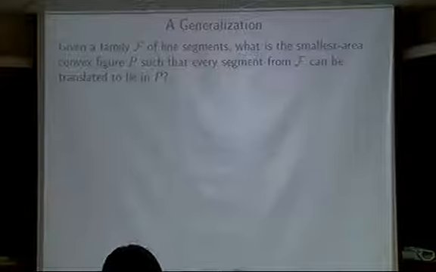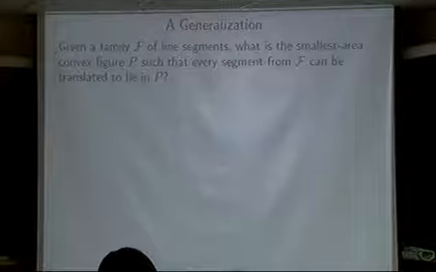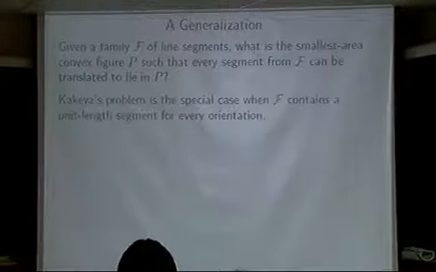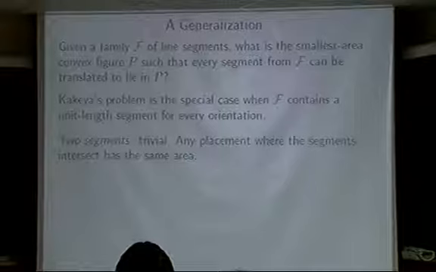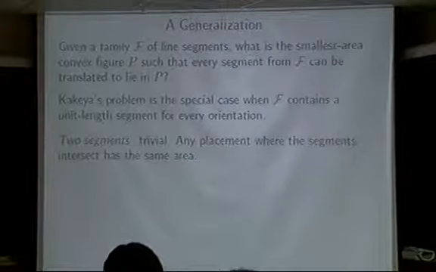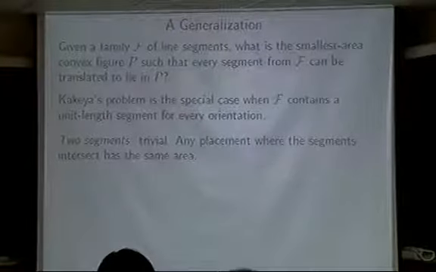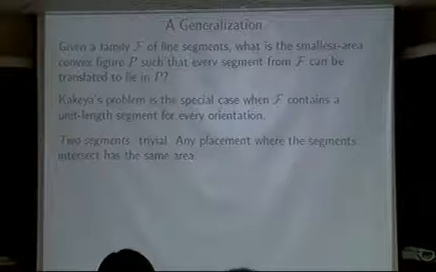And now I want to know, well, in general, if these segments are not necessarily all possible directions, and not necessarily unit lengths, what do you get? And it's usual to start with the easy case. So the case of two segments is very simple. You can just put the two segments anywhere you want.